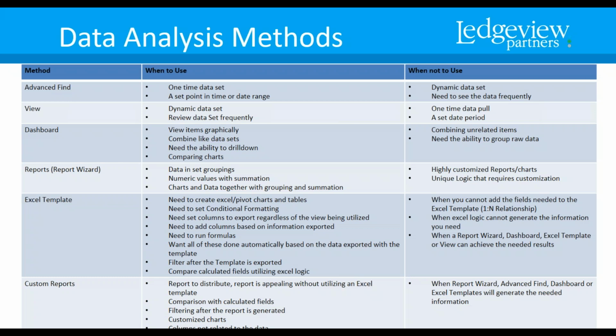When you want to distribute a report, it's appealing without utilizing Excel template. Comparison with calculated fields, filtering after the report is generated, customized charts, columns not related to the data, related records with no data. That's a little bit different. Related records with no data is actually something now you can finally do with Advanced Find. That's something that they just added in 9.0. You can actually now pull and say, show me all accounts that have no contacts. So that's a new thing that you can do. So that's a brand new thing, but there's still some pieces where if you want to filter down a little bit further, you're going to have to use custom reports.